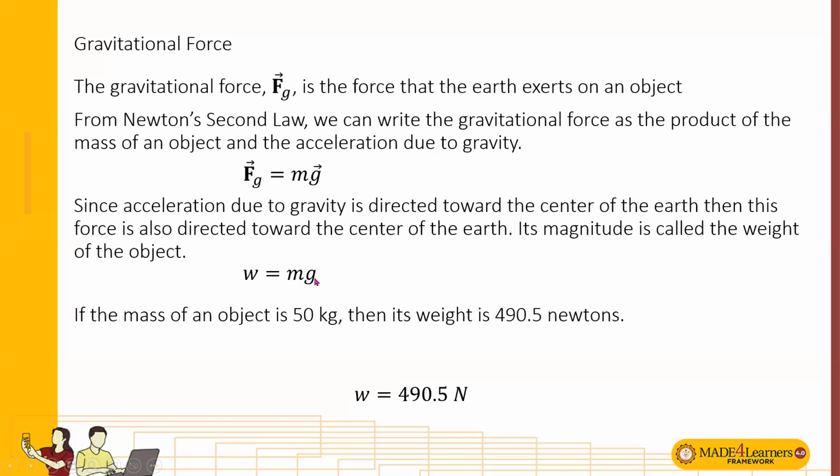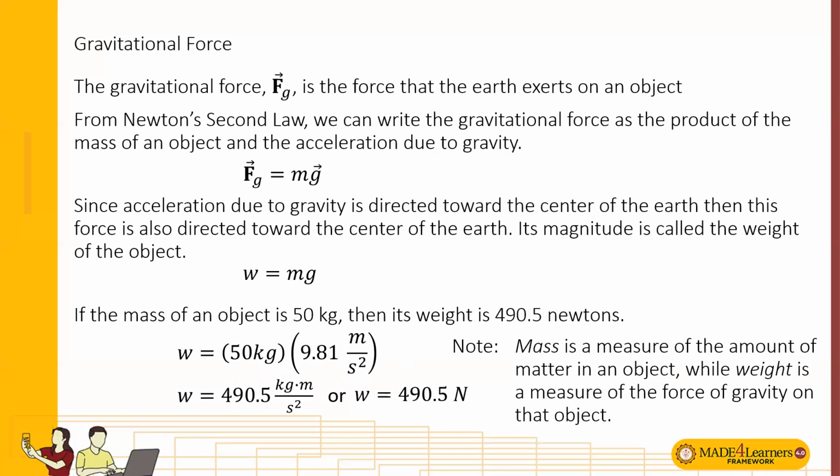For example, if the mass of an object is 50 kilograms, then its weight is 490.5 newtons, because 50 times 9.81 is 490.5. Kilograms is the unit of mass, meters per second squared is the unit of acceleration, so kilogram meter per second squared is newton. So 490.5 newtons.